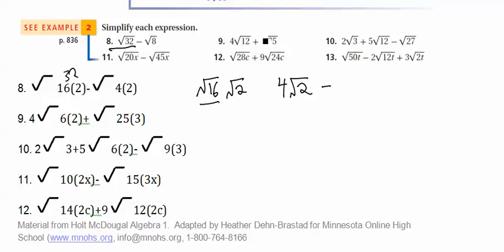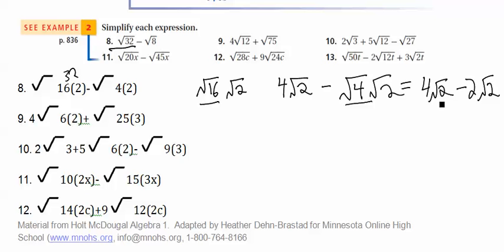Then we had minus the square root of 8. But the square root of 8, as you wrote, is the same as the square root of 4 times the square root of 2. But what's the square root of 4? It's just 2, plain old 2. So now we have 4 square root of 2, that's what the square root of 32 simplified to, minus 2 square root of 2. Now we have like radicals, and 4 square root of 2 minus 2 square root of 2 equals 2 square roots of 2. So that's what this whole thing simplifies to, 2 square roots of 2.